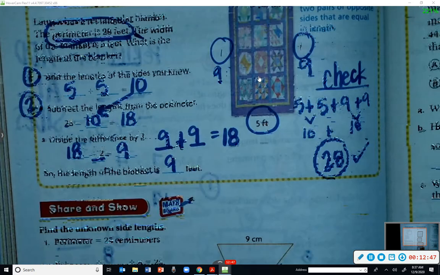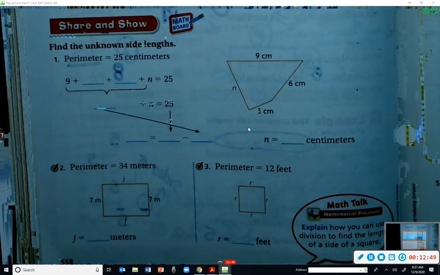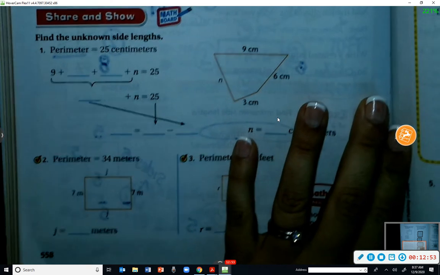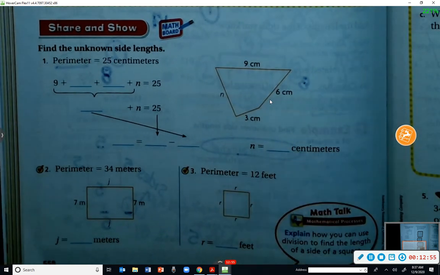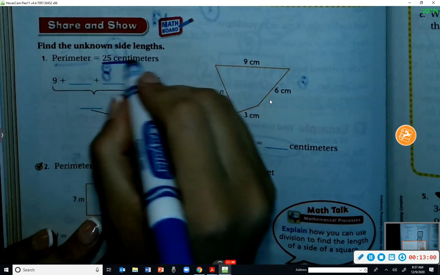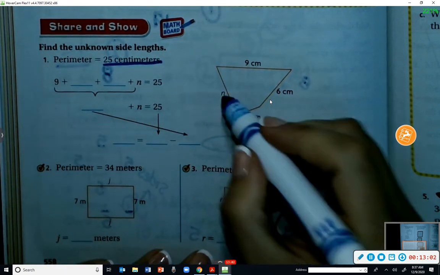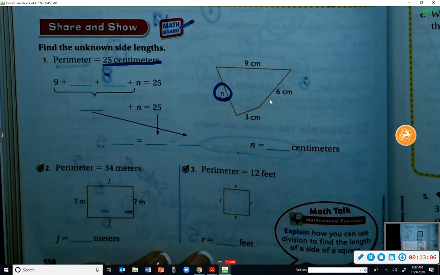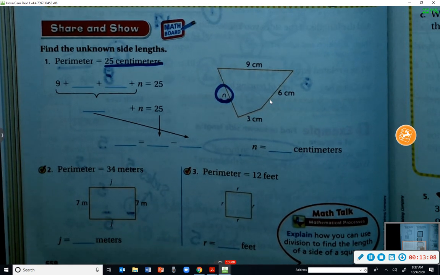Okay, let's try number 1 together, and then I will let you do 2 and 3 on your own. So one more together. Perimeter is 25 centimeters. I have a missing side right here. So step 1, we need to do what? Who remembers? Kelsey?